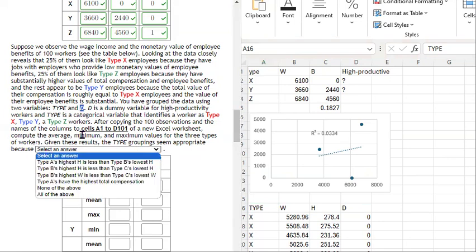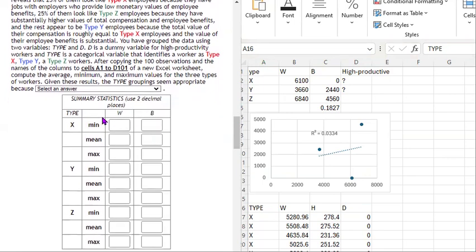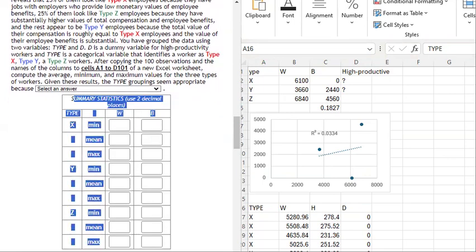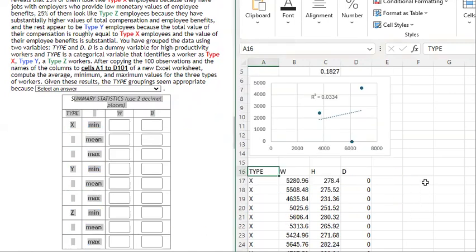So we got to come up with a reason. So let me do this. Let me grab this table here. Let me grab this table. I'm going to paste it over here.